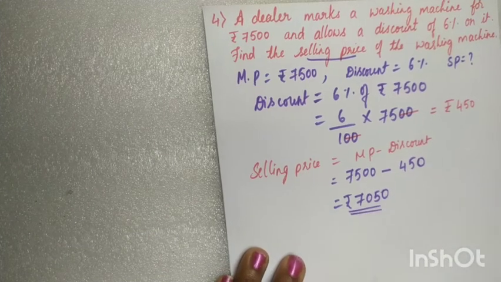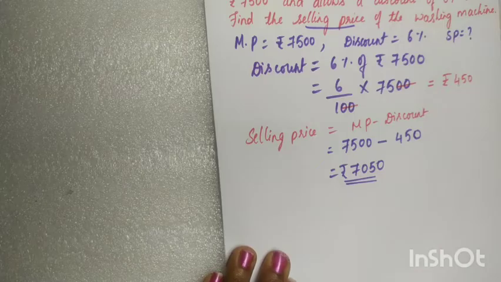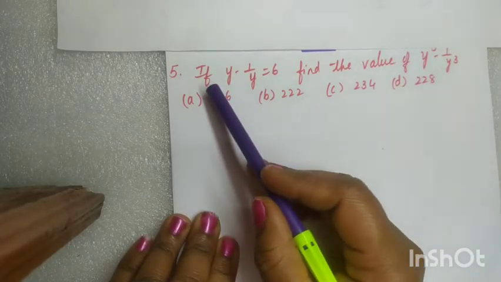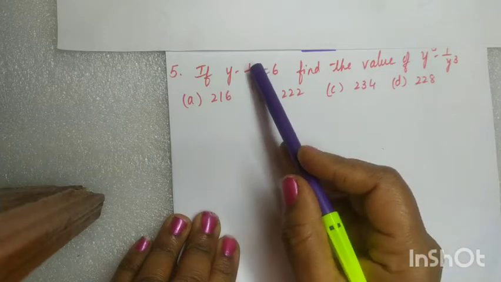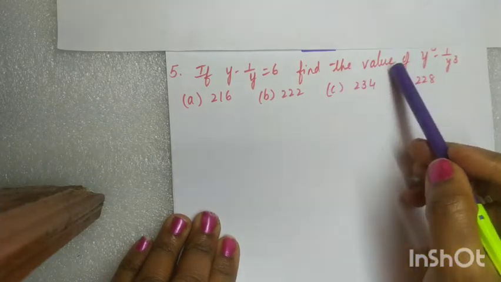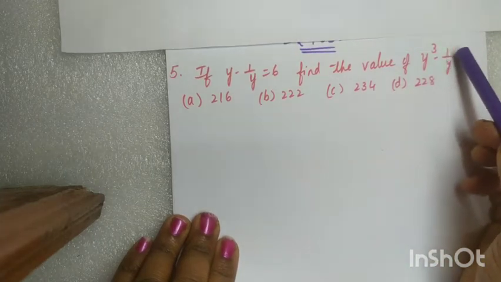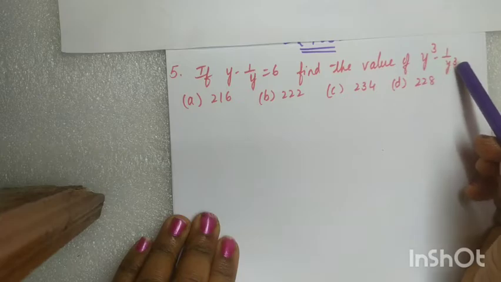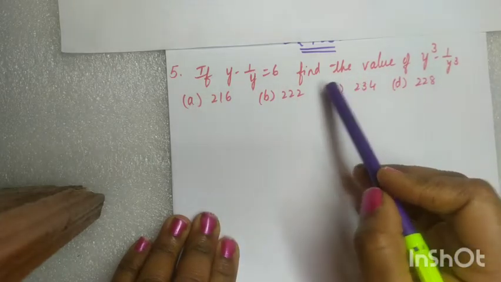Fine. Now let us see the fifth problem based on the identities. If y minus 1 by y is equal to 6, find the value of y cube minus 1 by y cube. I'll just repeat the question here.